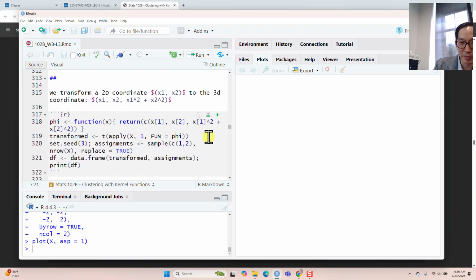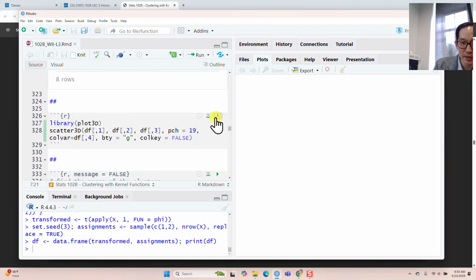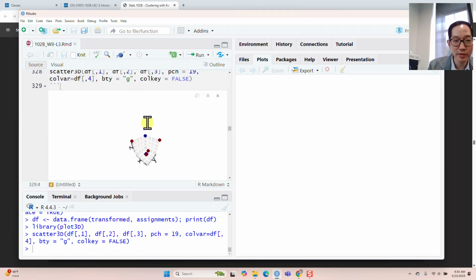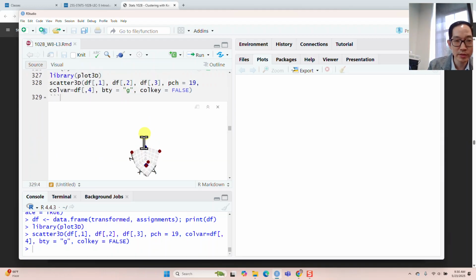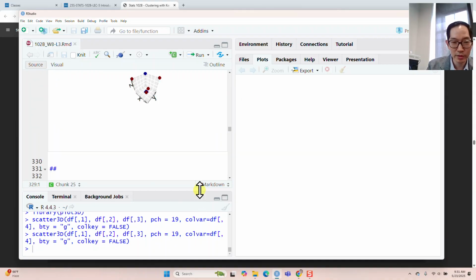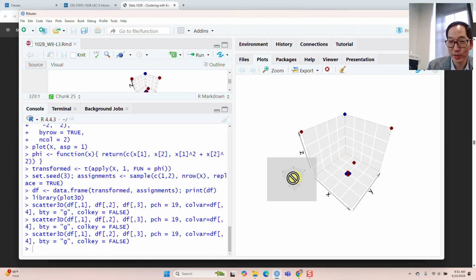And let me plot this. And we actually have this. Why didn't this work? I want the little thing to pop up here.